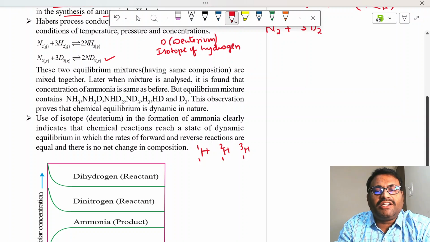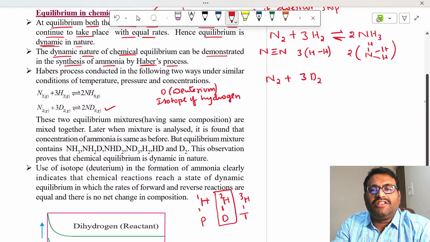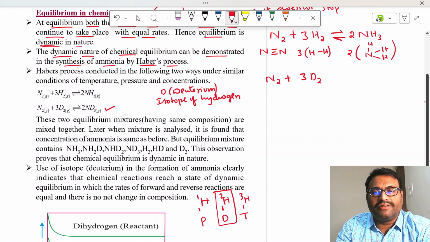This one is called protium. H12 is called deuterium. H13 is called tritium. So deuterium is H12, atomic number 1 and atomic mass 2. That's called deuterium, an isotope of hydrogen. This is also hydrogen, but a heavier isotope.